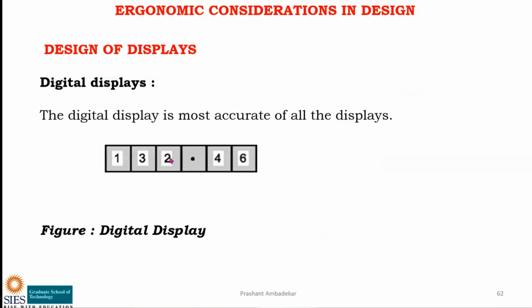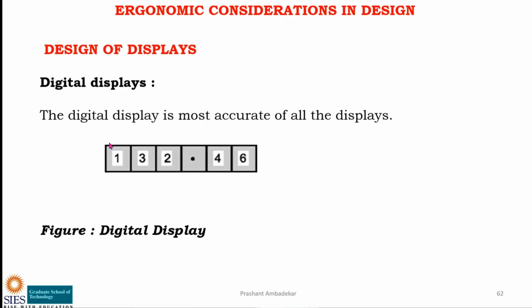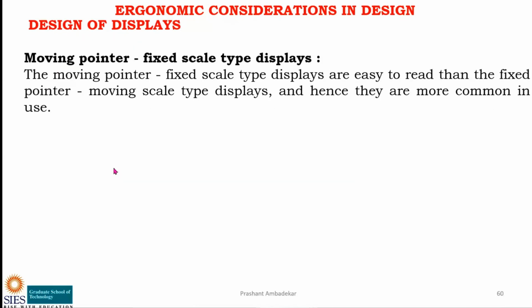Then there can be a digital display also. So instead of finding where is the pointer and where is the scale, this is directly digital. Okay, directly read it and you can come to know. So talking about display, there are two types of display. One is quantitative display and second is qualitative display.